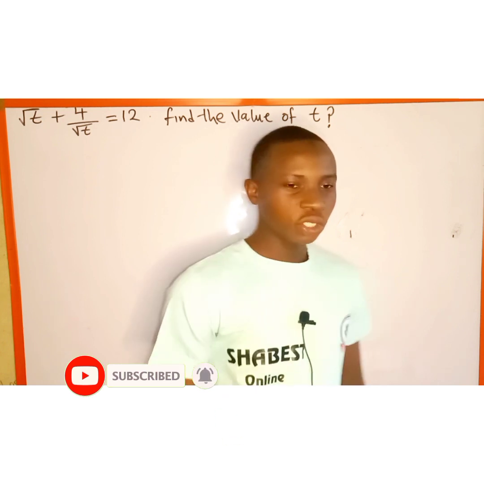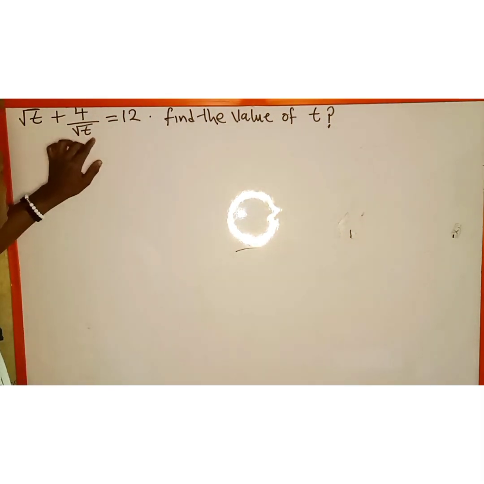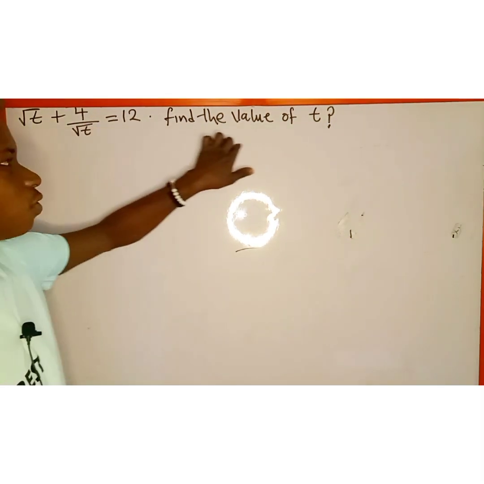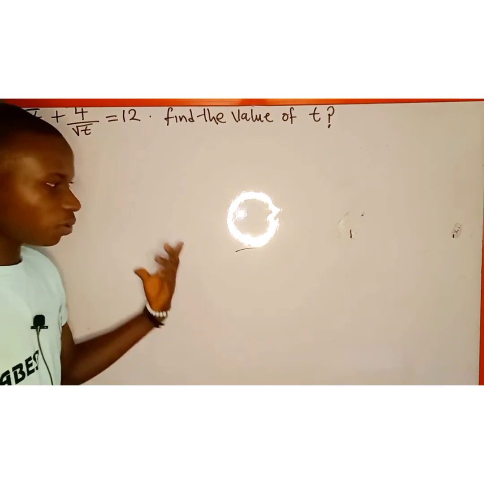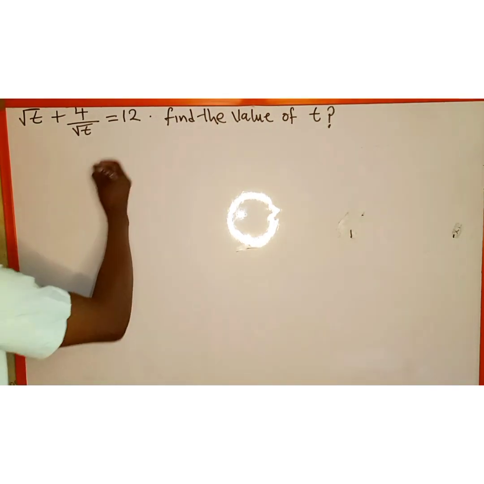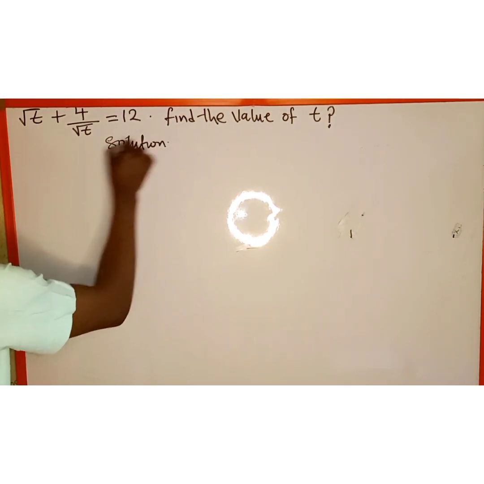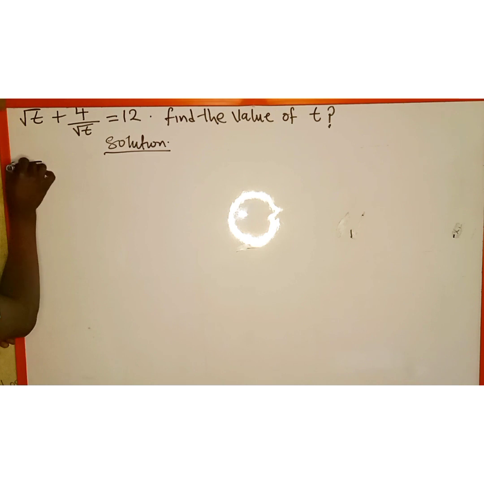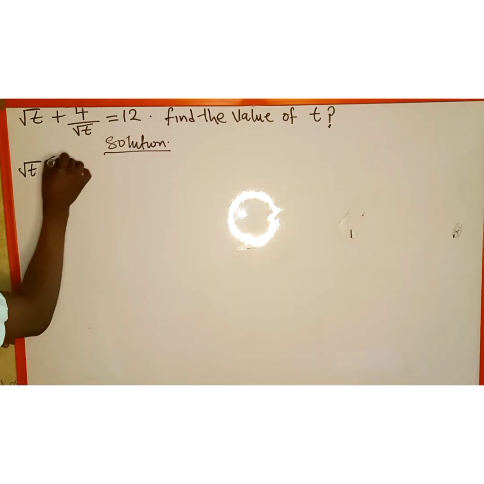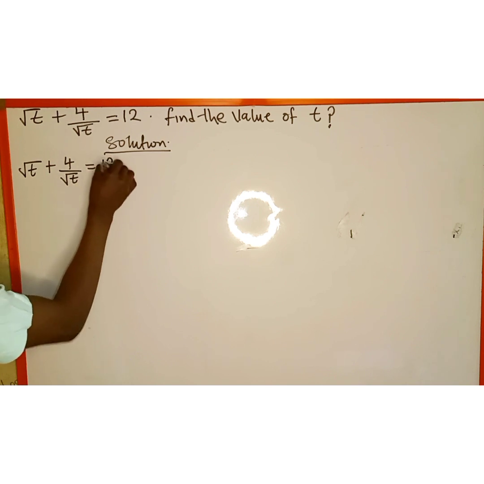So the question on the board says root t plus 4 over root t is equal to 12. And we're asked to find the value of t in this radical equation. So the first thing for us to do is to rewrite our expression. Solution. So our expression, we have root t plus 4 over root t is equal to 12.